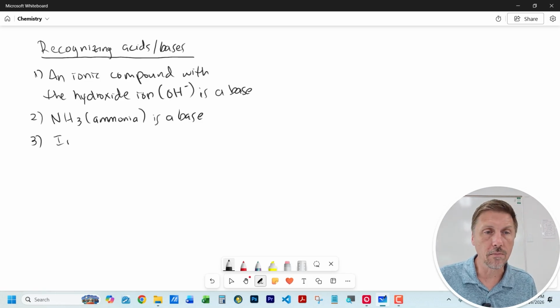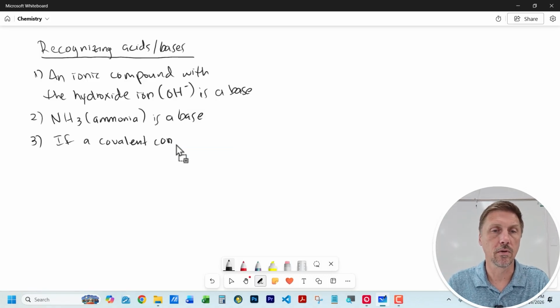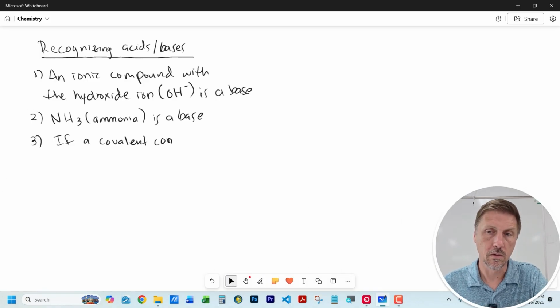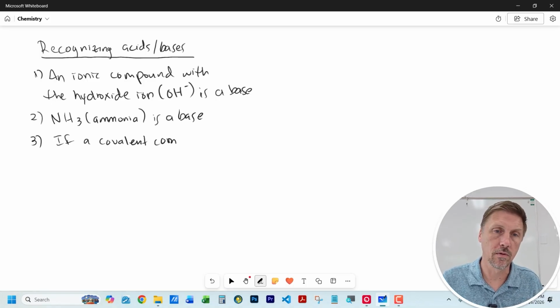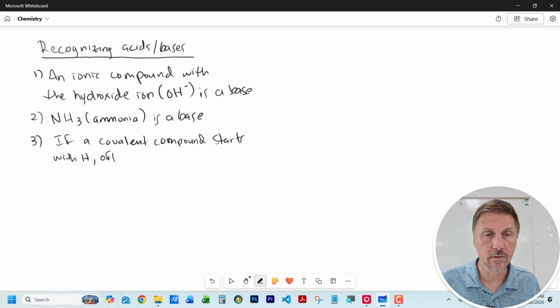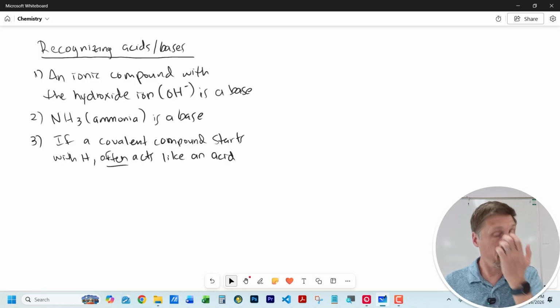Finally, if a covalent compound starts with H, it often acts like an acid. Now that's the usually one, right? It often acts like an acid.